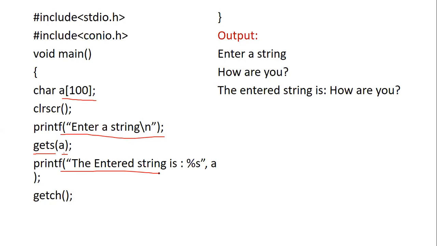Next line we are printing that string: "The entered string is %s", comma. Suppose we have entered the value as "how are you". So "how are you" is going to be stored in a, and then the next line it is going to be printed as "the entered string is". This percentage will be replaced by the value of a, which is "how are you". So in this way, this program will run.